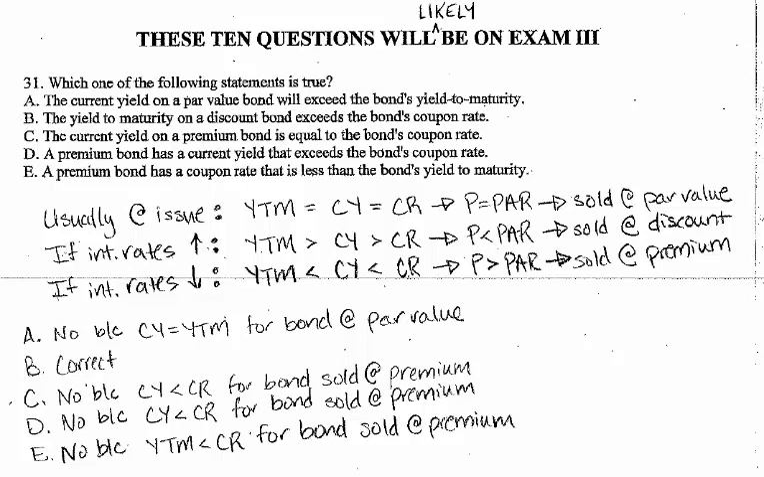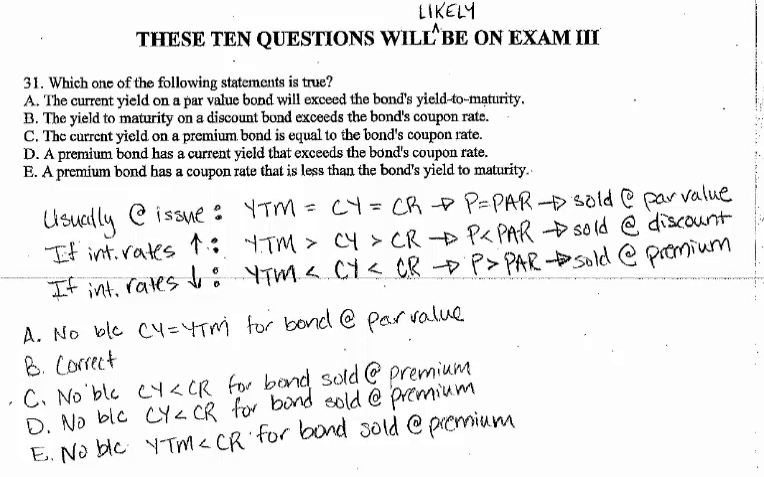Now, if you're not real sure, you can go through C, D, and E and prove those wrong. C, the current yield on a premium bond is equal to the bond's coupon rate. Now we know that's not true because think about this. If we're selling a bond at a premium, then those three rates aren't going to be equal. With a premium bond, the current yield is going to be less than the coupon rate. So let me say that again to make sure you heard me right. The answer there would be no, because the current yield is less than the coupon rate. That's going to be true for any bond sold at a premium.